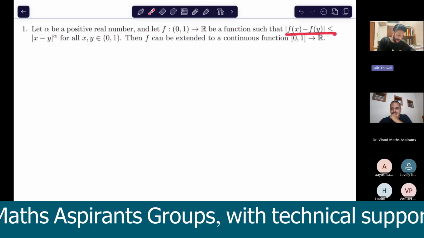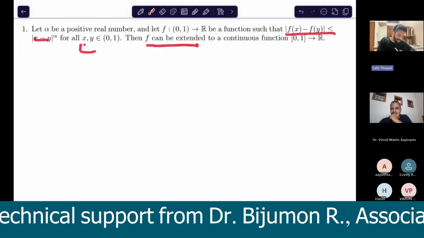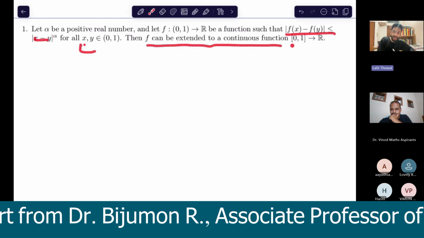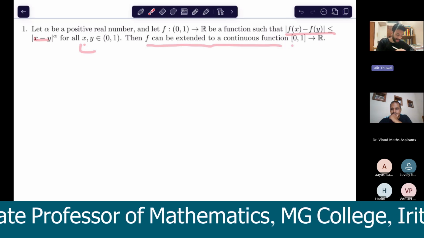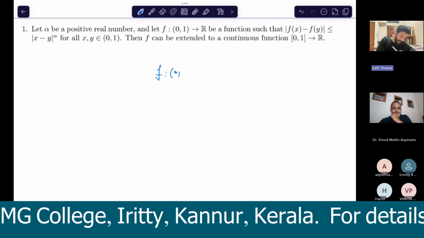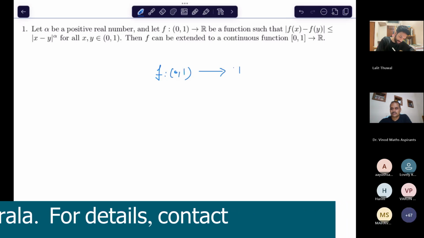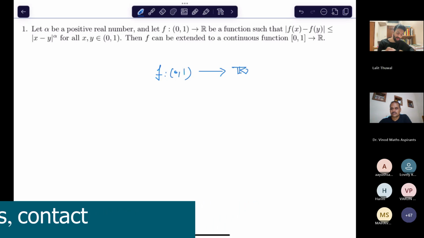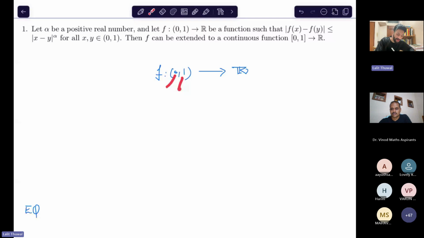satisfying this inequality for all x, y in (0, 1). Then f can be extended to a continuous function from the closed interval [0, 1] to R. So when can you extend a function? Let's think about it. Suppose you have a function f from (0, 1) to R. To extend it, you need to see that the limit at the endpoints exists or not. Either you directly verify from this inequality, but one thing you can use.